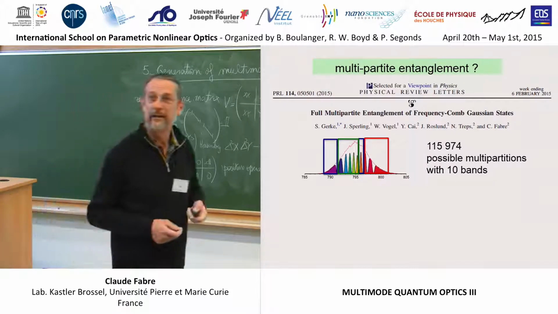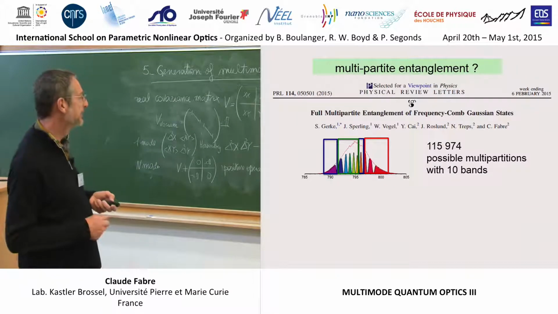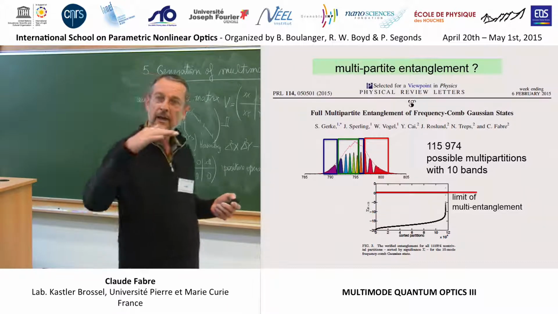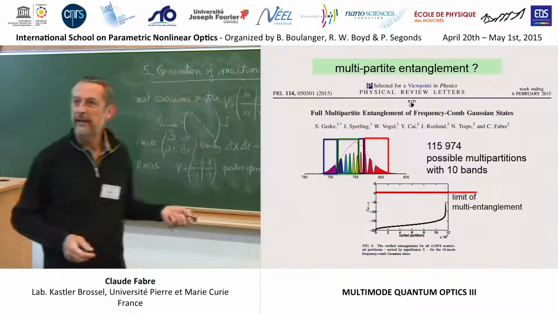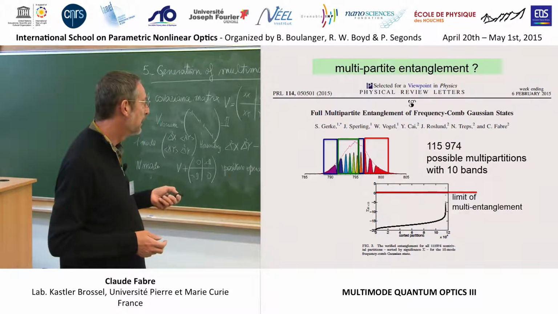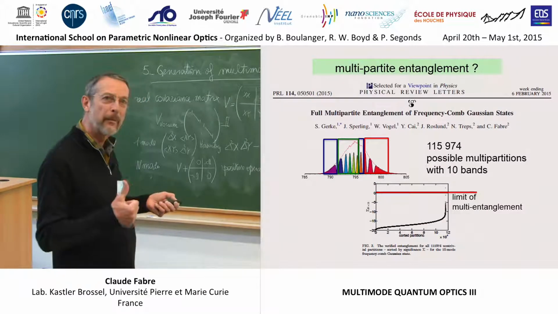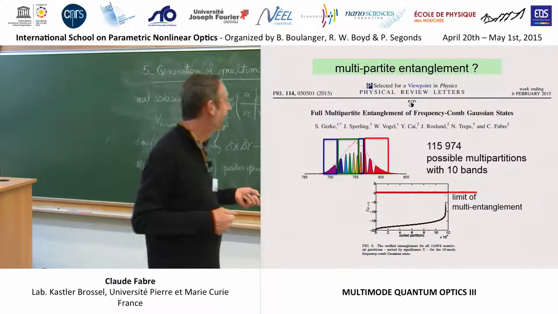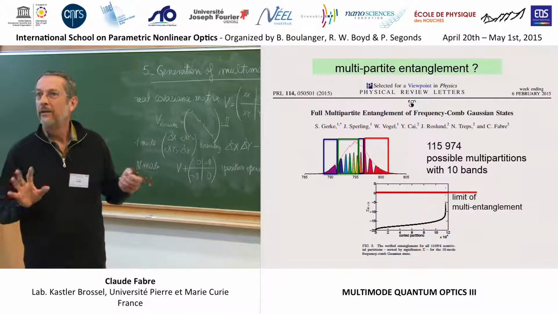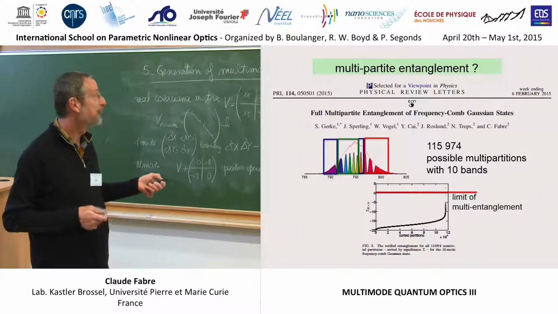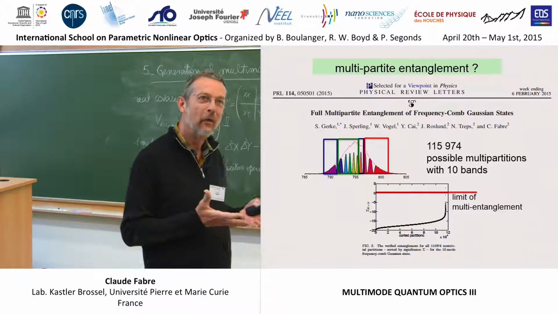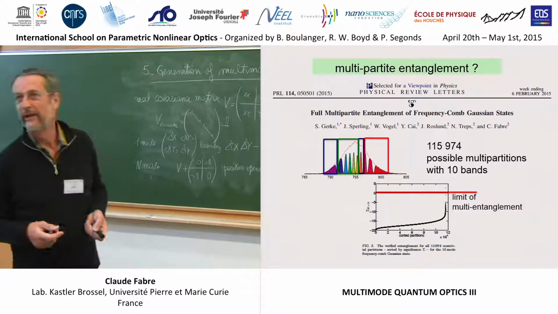115,974 possibilities, with 10 bands. And they have a criterion that works. And the same thing, if it is below the red line, it is multipartite entangled. And it turns out that they are all, except this one, but this one corresponds to the one-party entanglement, of course. So this one is already the second one and all that. So multipartite entanglement occurs for these more than 100,000 partitions. So it cannot be more entangled than that in some way, okay?